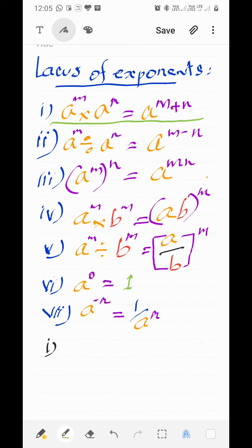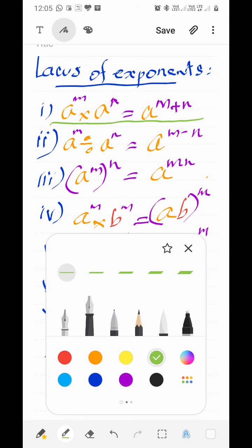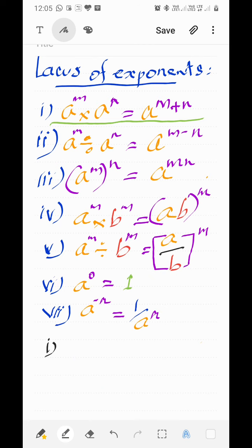For an example, if you want to multiply 5 square into 5 cube, what is the answer? 5 square means 5 into 5. 5 cube we know, 5 into 5 into 5. So actually we are multiplying 5 five times. So the answer in exponential form comes as 5 raised to 5.